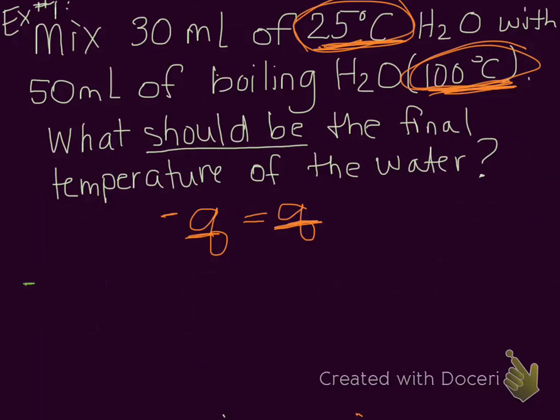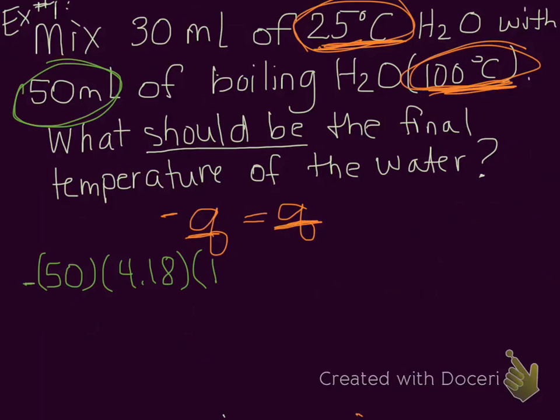The mass of this is 50 mL. So we're going to put in 50 grams because remember, on the screen before we said that the density of water is 1 gram per 1 milliliter. The specific heat capacity of water is 4.18. And then we're going to have T final, which is what we're trying to solve for. That's our x, minus T initial. Well, the initial value of that is 100 degrees Celsius.